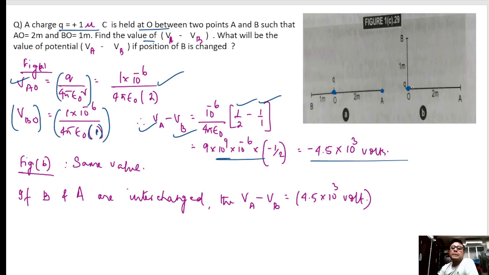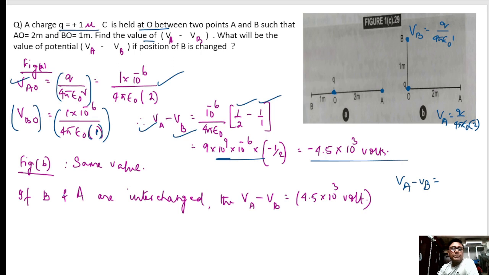Similarly, for the figure B, what is the potential at B due to the charge at Q? At Q, it will be Q by 4 pi epsilon O into 1. And at A it will be Q by 4 pi epsilon O into 2. Okay, so now VA minus VB, it will come the same thing.